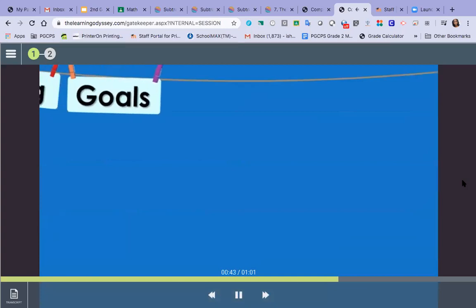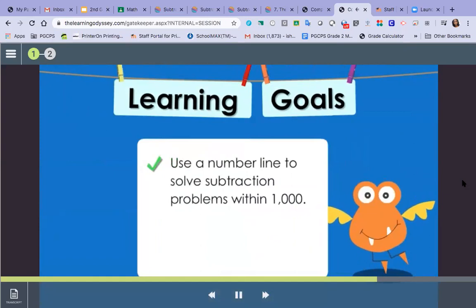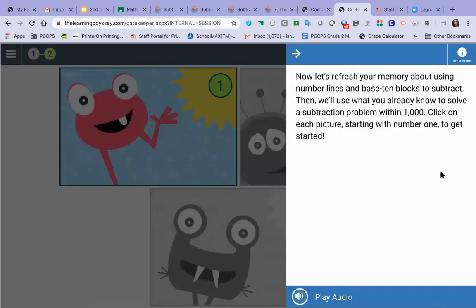And now, my fellow learners, some learning goals. Today, you will use a number line to solve subtraction problems within 1,000. You'll also use base 10 blocks to solve subtraction problems within 1,000. All right, let's get to it. Now let's refresh your memory about using number lines and base 10 blocks to subtract. Then we'll use what you already know to solve a subtraction problem within 1,000. Click on each picture, starting with number 1, to get started.